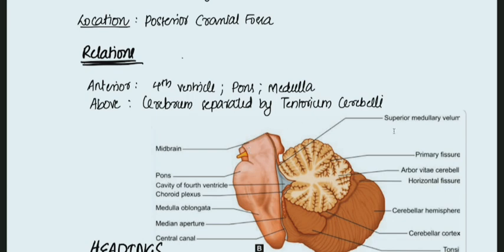Just above the cerebellum we have the cerebrum, but the cerebrum is separated from the cerebellum by a fold of dura mater which is known as the tentorium cerebelli.